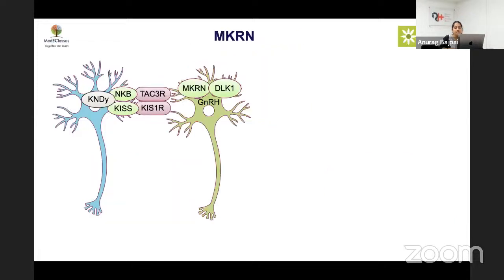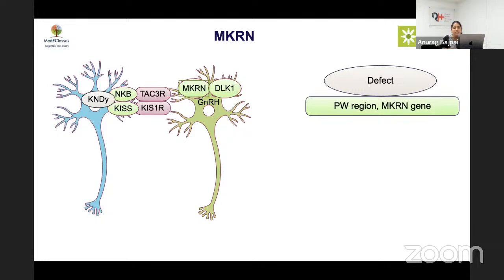The MKRN3, as sir has already described, it inhibits the onset of puberty, and DLK1 also. So when there is a defect in the MKRN3 gene, it causes precocious puberty. Basically, it is present in the Prader-Willi region, and it is a paternally expressed, maternally imprinted inheritance.